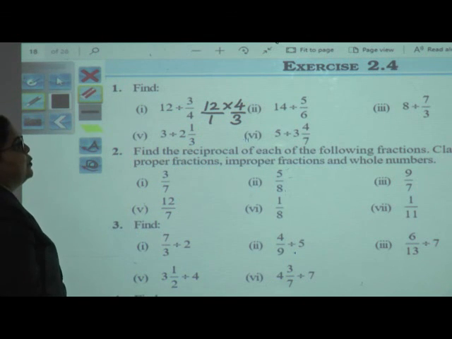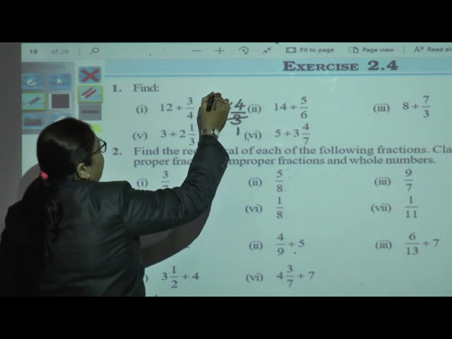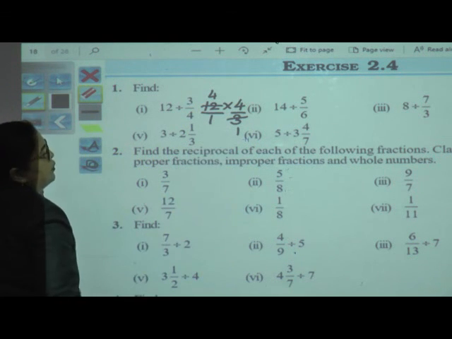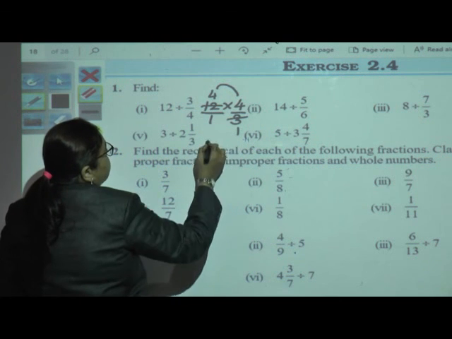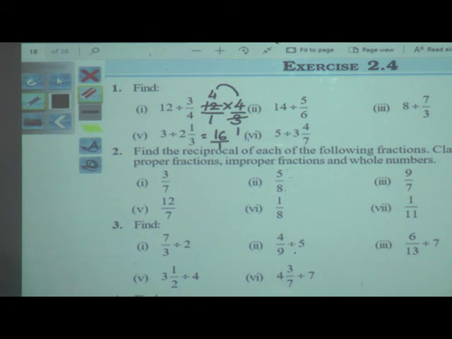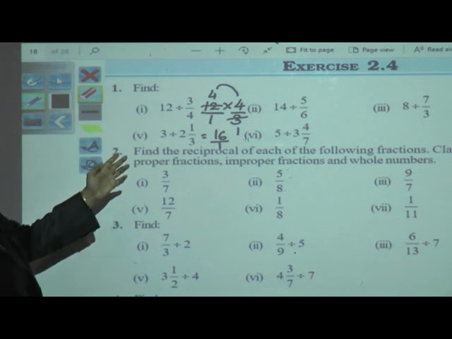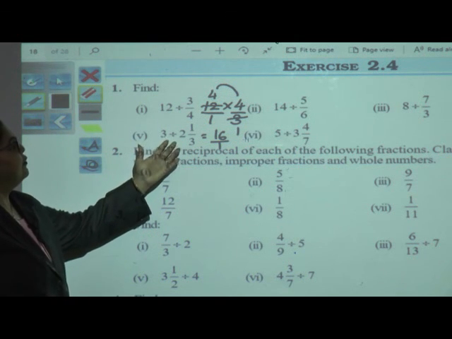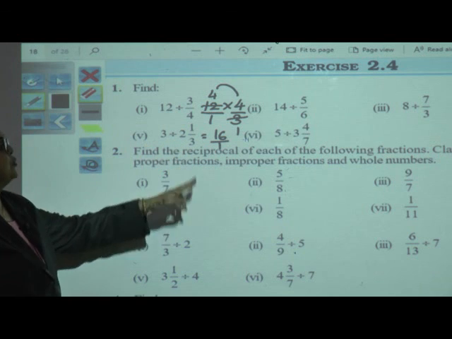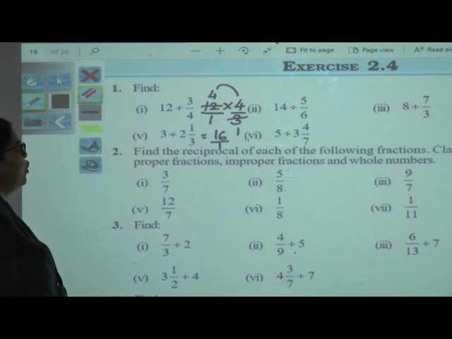If it is possible to reduce, we will reduce here. 3 1s are 3, 4s are 12. What will be the answer? 4 4s are 16 upon 1. This is the answer. We had seen this in some previous questions. Similarly, here we have a mixed fraction. First we have to convert it into an improper fraction and then follow the steps to solve it.